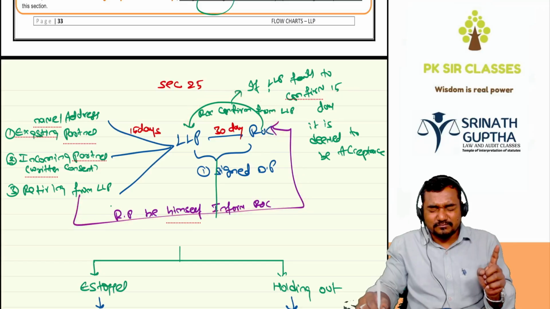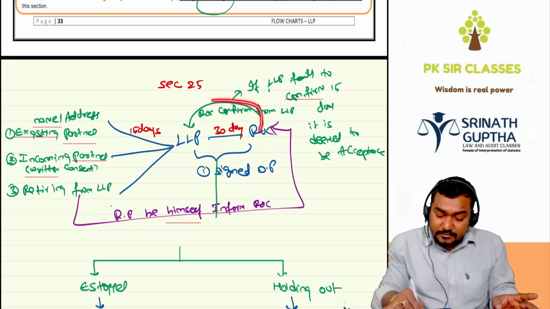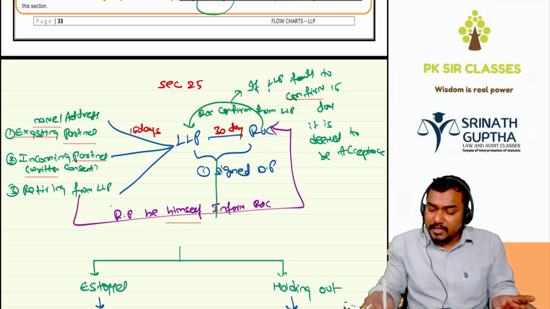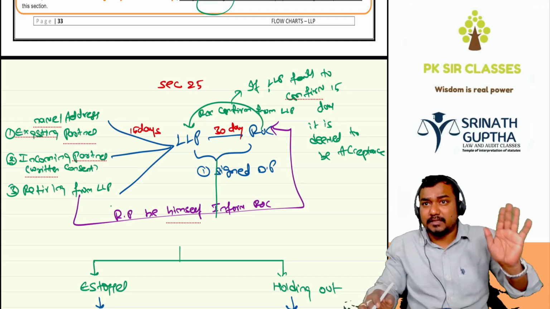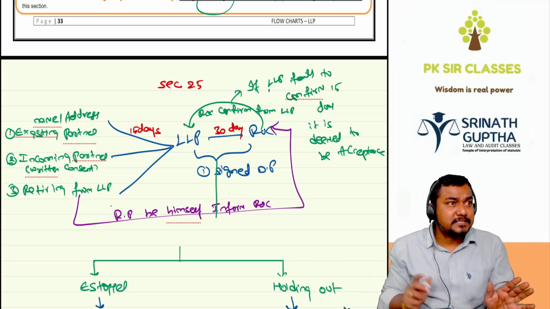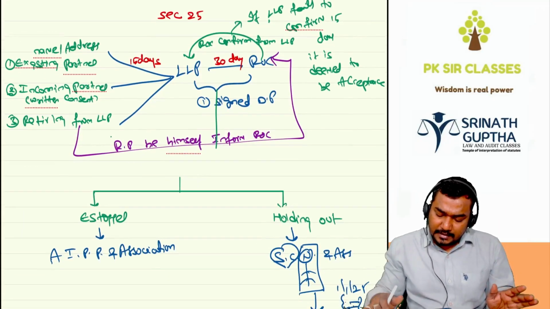The ROC will confirm the same thing from the LLP, so the LLP has to confirm within the 15 days. If the LLP is unable to give any information within the 15 days, the ROC will assume that yes, the information given by the retiring partner is acceptable. Clear, madam?